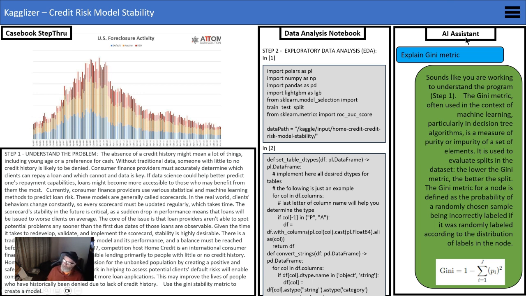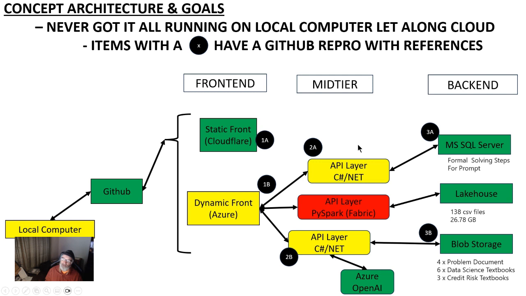And the third panel is the Azure OpenAI chatbot, which would be tuned to the problem using prompts from the first panel from the database and retrieval augmented generation based upon textbooks that are loaded into blob storage. And that is what we intended to build.